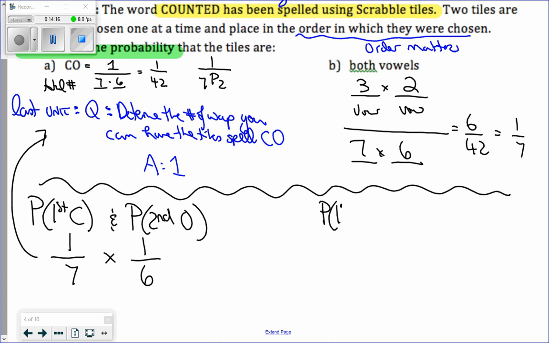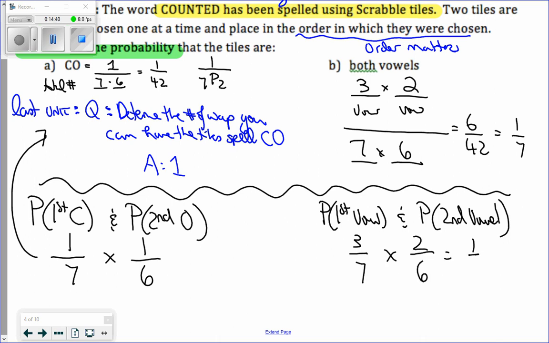Probability that the first is a vowel, and the probability that the second is a vowel. How many vowels do you have? Out of how many tiles? Okay, so that one vowel is out. How many vowels do you now have left to arrange from? Out of how many? Same answer.